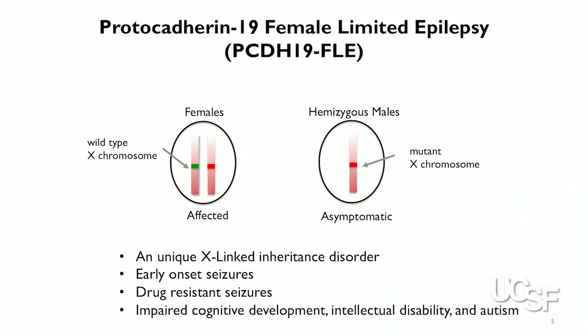I think everybody in this room has seen similar figures before. PCDH19 FLE is a very unique X-linked inherited disorder, affecting females, girls primarily, and hemizygous males are largely unaffected and asymptomatic due to the X chromosome activation and inactivation state.